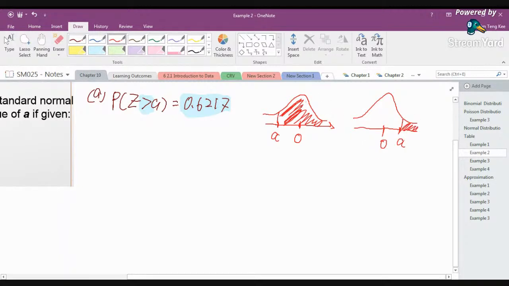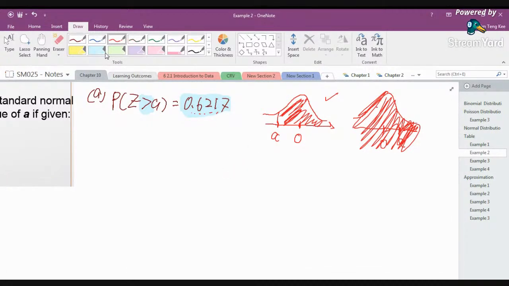And now the region is represented by this value here. The region represents the corresponding value 0.6217. And which region is most possible to be 0.6217? It will be the region that is more than half of the region under the graph. So in other words, we can ignore the second diagram and just focus on the first diagram because this is the one that we're going to refer to.